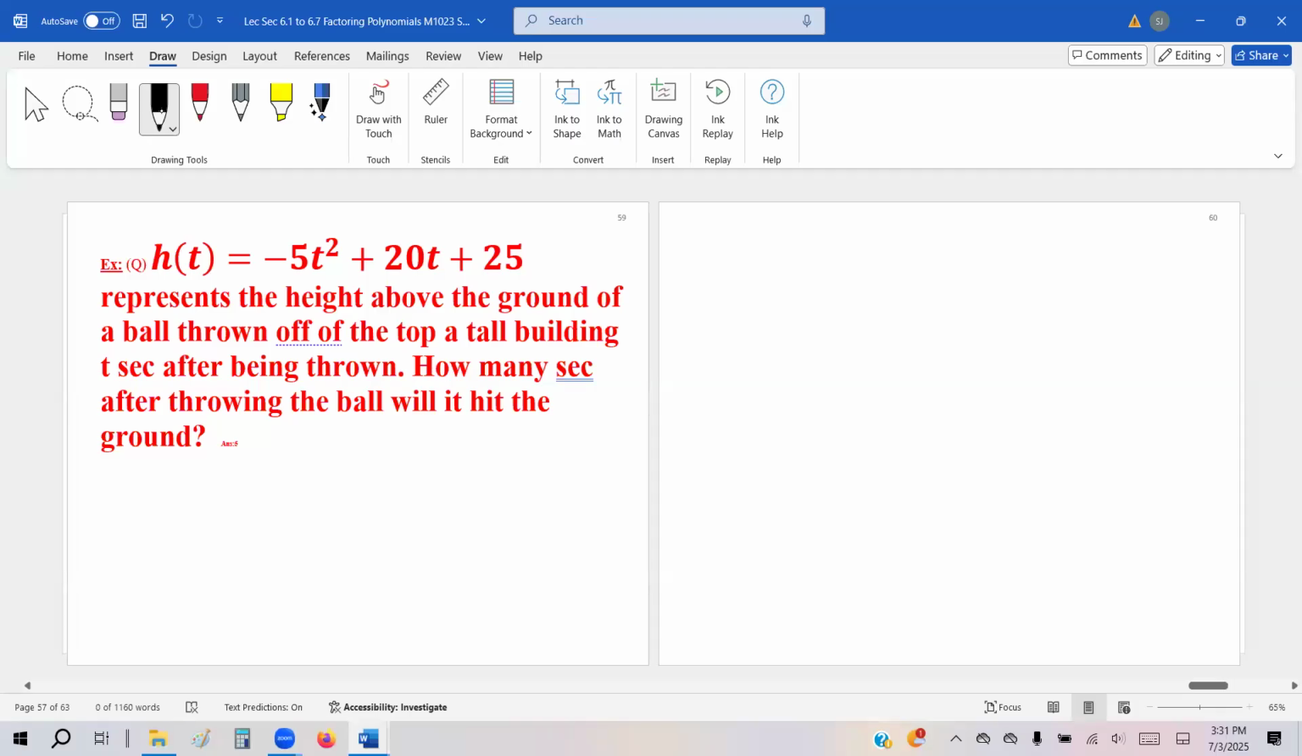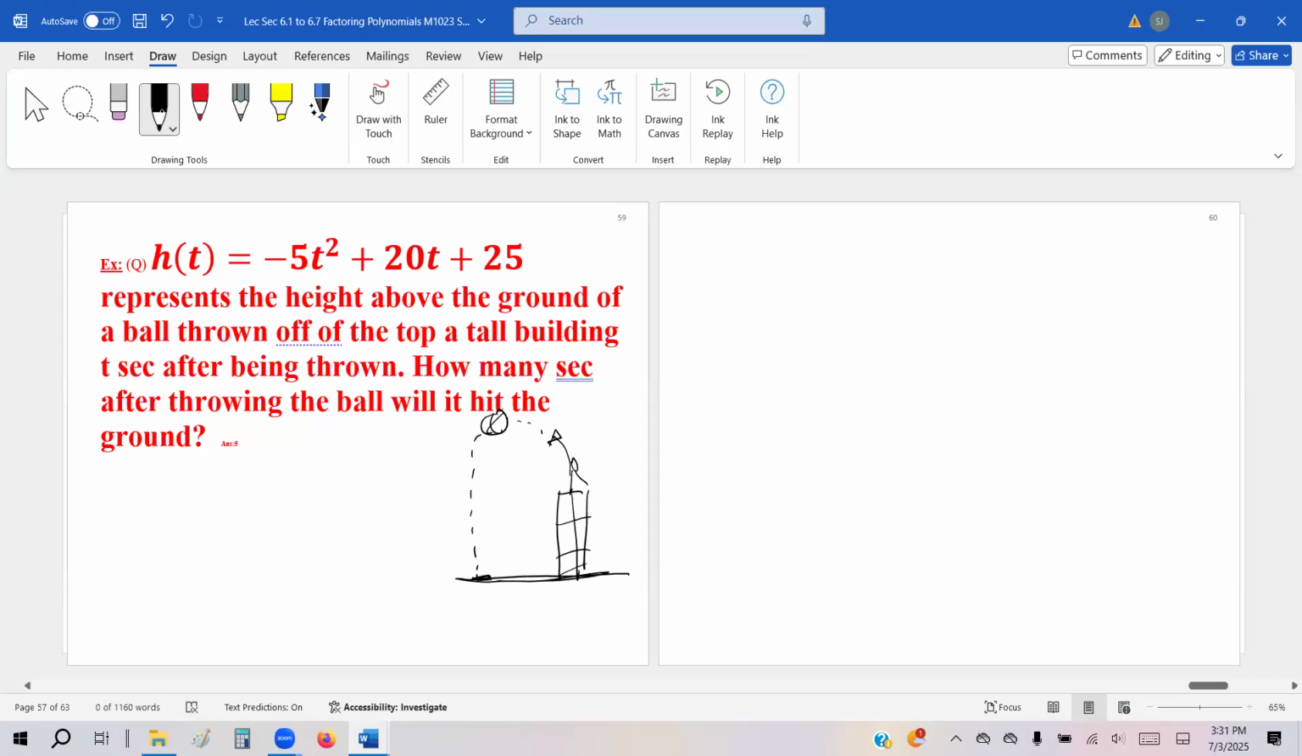It says there is a height function. You have a tall building, and from the top of the building you're throwing a ball. When you throw a ball, it goes up, makes a U shape, and then comes down here on the ground. Now the height of the ball at any point, at any time, is given by this equation.